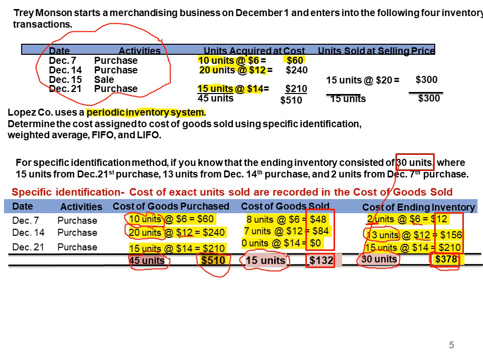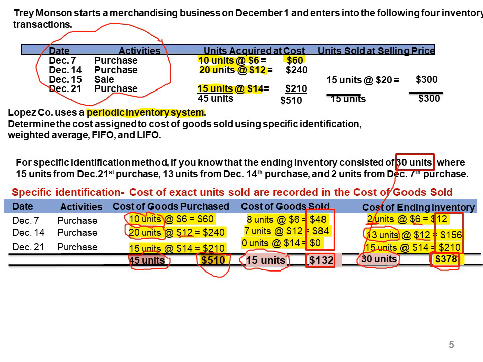So on December 7th, you had 10 units purchased, ending 2 units. So the difference between them is 8 units. I started the day with 10 units and ended the day with 2 units. This means that the difference, which is 8, are units sold. So 8 units were sold. Each we multiplied by the cost price to get the cost of goods sold. So we will get 48.